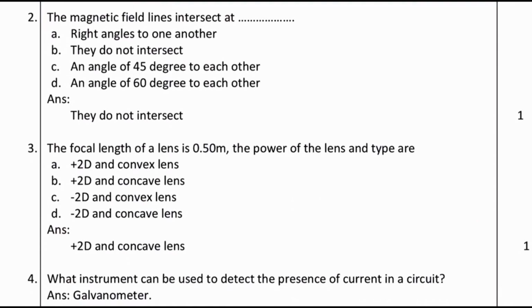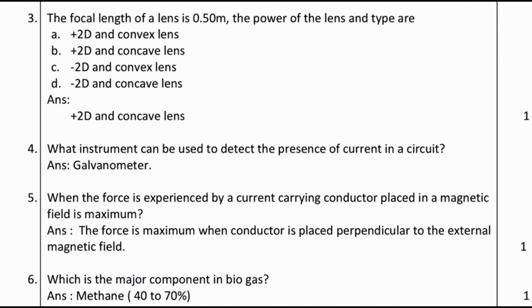Next question, magnetic field lines intersect at. Magnetic field lines, they do not intersect. Answer is B. The third question, the focal length of the lens is 0.5 meter. The power of the lens and the type are.